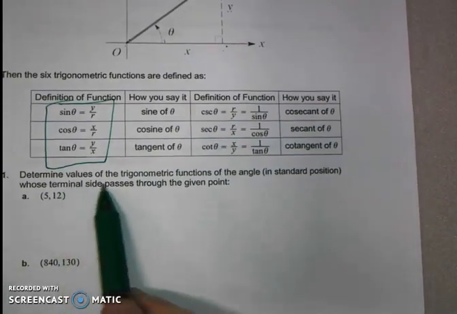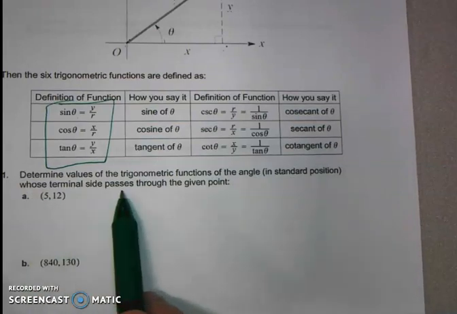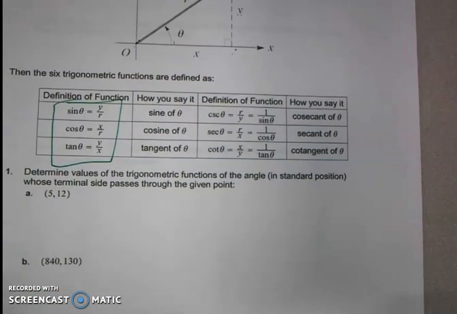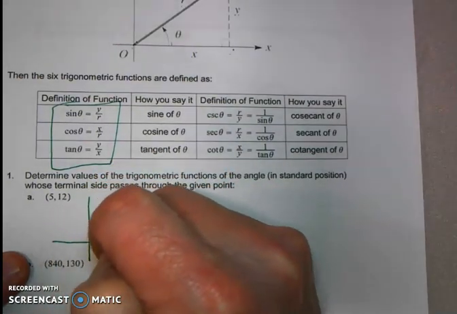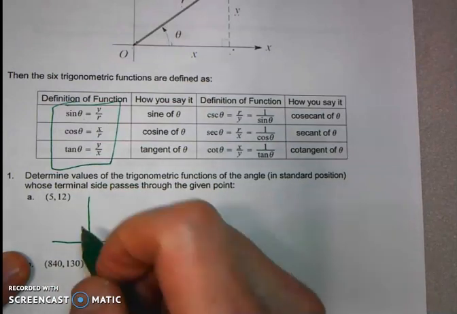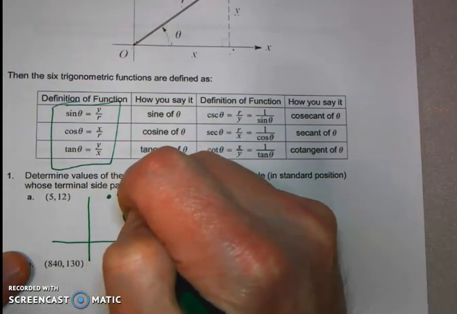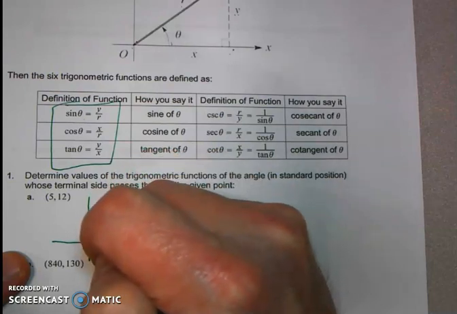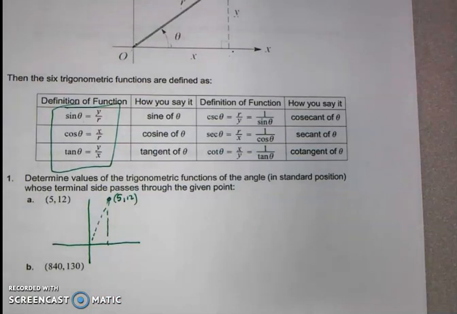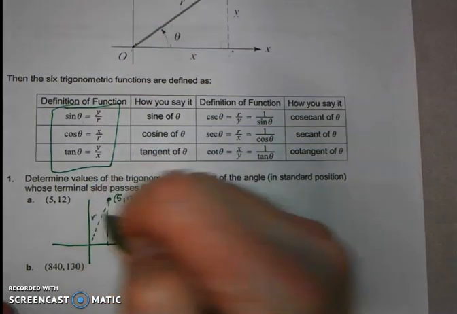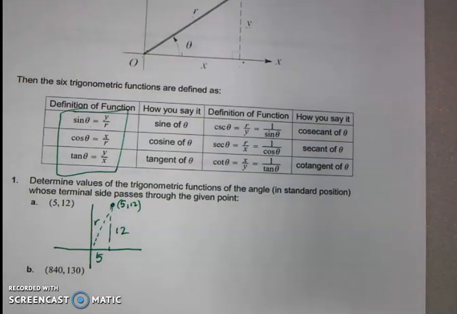Okay. Determine the values of the trigonometric functions of the angle in standard position whose terminal side lies on the given point. All right, so I'm going to draw a picture, although we don't really need it, but it helps the first time maybe. We've got the point 5, 12. That's way up here. 5, 12. What we need to know is our r value. So we know that x is 5 and y is 12.